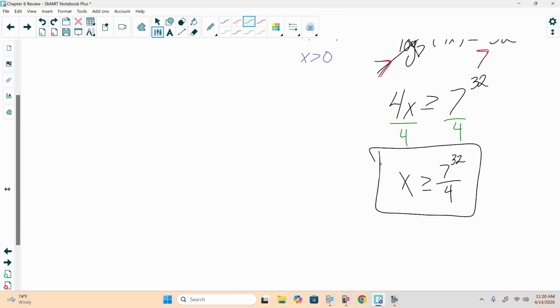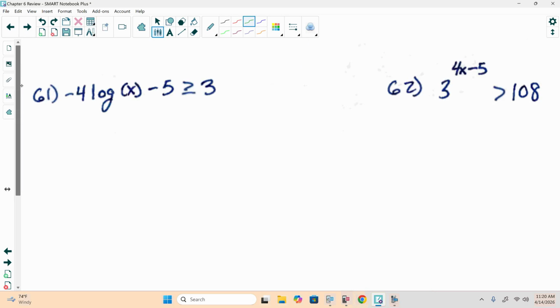Two more we're going to look at. The next one we're going to look at is 62. 3 to the 4x minus 5 is greater than 108.